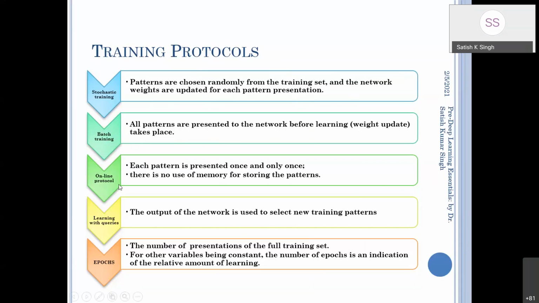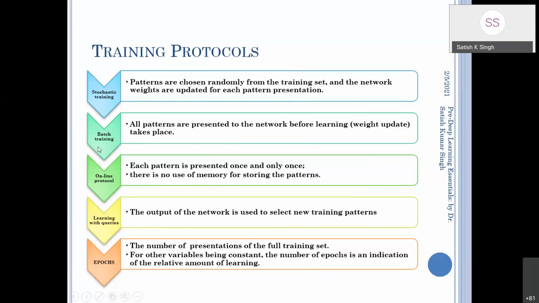But in the case of the online protocol, each pattern is presented once and only once, and there is no use of memory for storing the patterns. But in the earlier cases, you should have all the patterns prior to training. If there is a scenario where you don't have the flexibility of having prior samples or patterns, then you should adopt this online training protocol rather than the stochastic or batch training protocol.